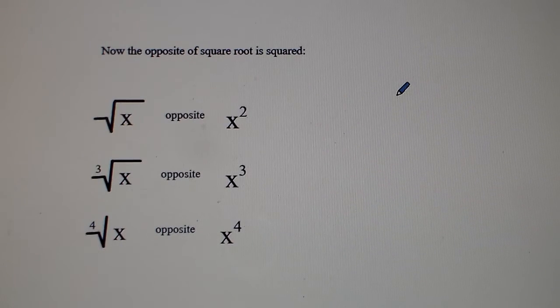So now, opposites. We know the opposite of addition is subtraction, the opposite of subtraction is addition, the opposite of multiplication is division, and the opposite of division is multiplication. The opposite of square root is x squared. When we square something, you have two numbers that are the same being multiplied together. The opposite of cube root is three numbers being multiplied together. Fourth root, the opposite is four numbers being multiplied together. So these are the opposites.